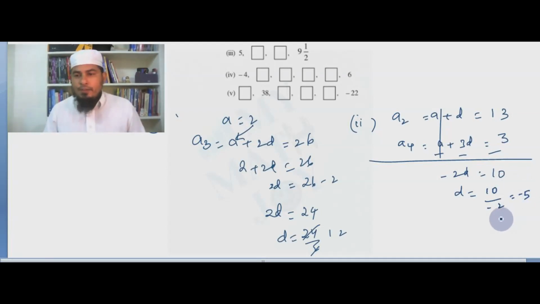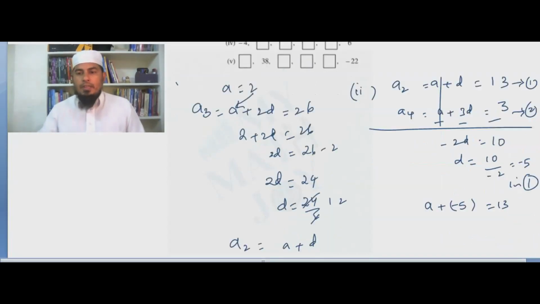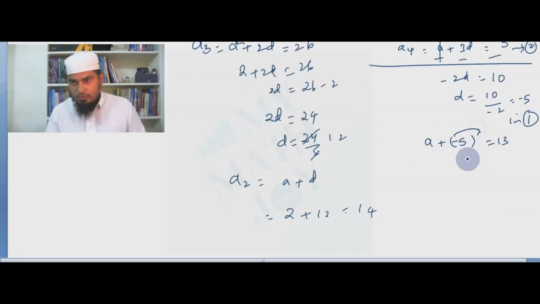I got d as minus 5. I'll substitute in equation number 1 or 2. So a plus d is 13, and d is minus 5. So minus 5 is 13. I want the a value, so minus 5 is transferred to the other side to get a. 13 plus 5, a is 18.